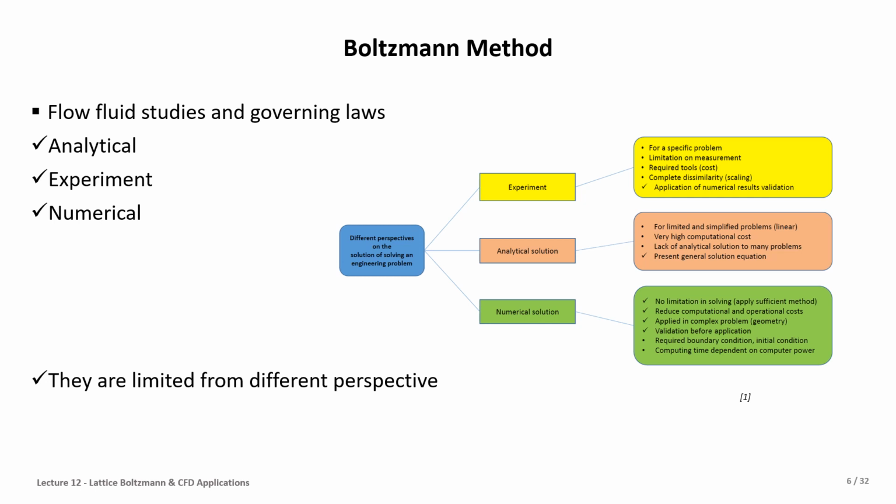We can apply the numerical method for complex problems, especially with the geometry, and we can validate it before the application. There are two main items required to be prepared for the numerical solution: to specify the boundary condition, initial condition, and also the computing power, which this part is relevant to HPC. Then when we use the numerical approach, we need to have enough computer power to solve the problem.